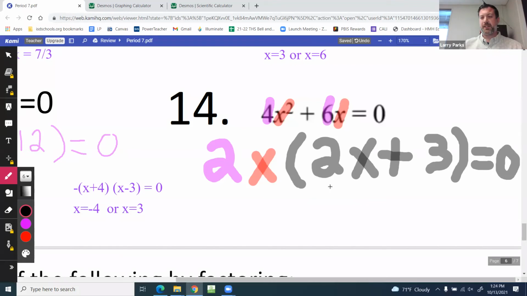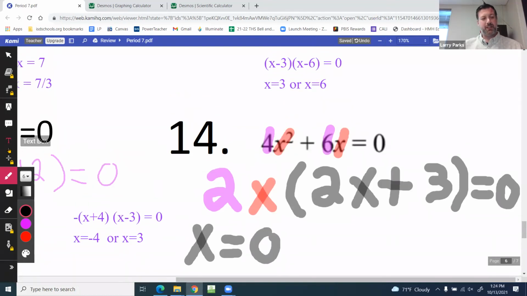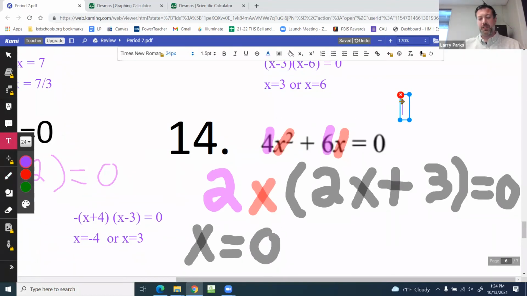Now, what numbers make this 0? Anytime you have x by itself, you get x equals 0. That's one solution. Now, 2x plus 3, that might take some extra work. 2x plus 3 equals 0. You subtract 3 from both sides. You get 2x equals -3. You divide by 2, and you get -3/2.